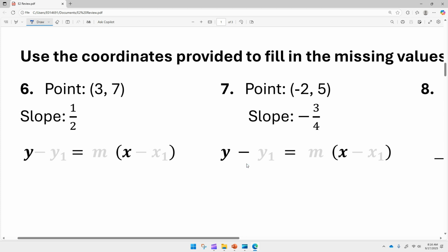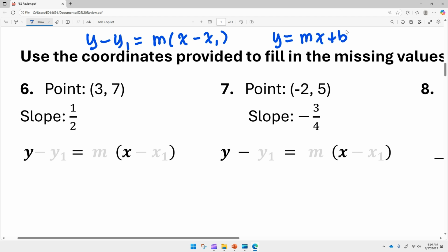All right, so in this video, we're going to be going over using point slope form. To remind you, point slope form is the format of y minus y1 equals m times x minus x1. It's a little bit different from slope intercept form, which is y equals mx plus b. Notice that slope intercept form does not have y1 or x1.